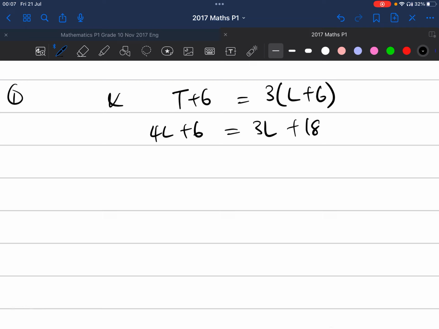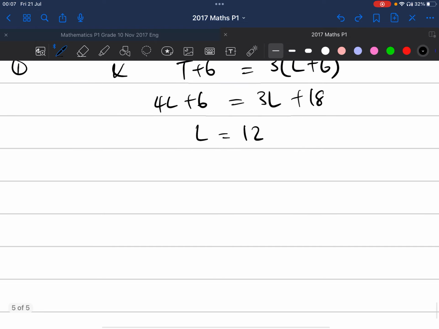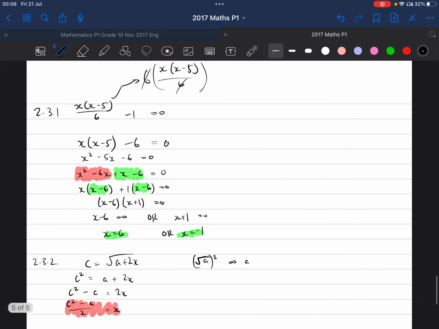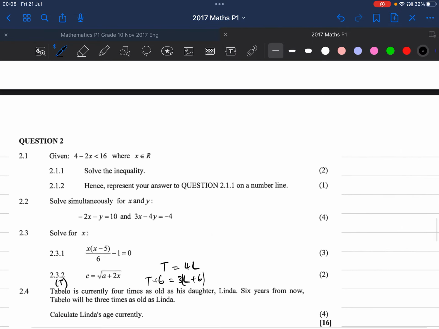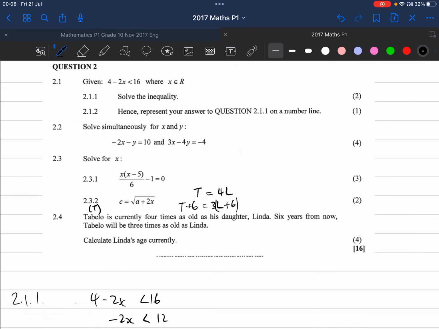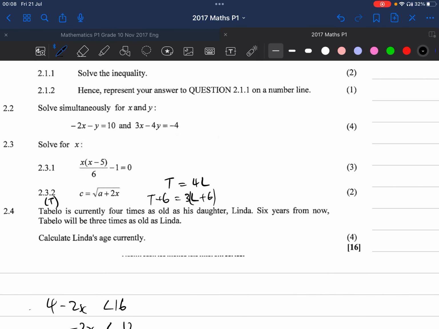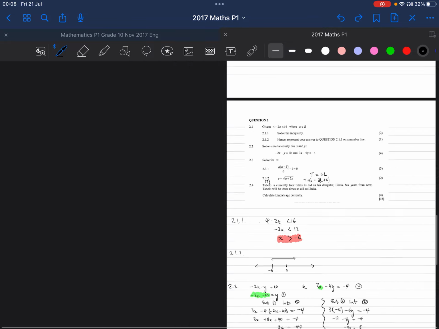Okay, and then I can now group my like terms and solve for L. So I just moved 3L to that side, and I moved 6 to that side and made it negative. So 18 minus 6 is 12. That means, therefore, Linda is currently 12. Okay. And again, you can try and think about this in your head. Now, if you get an answer, test it out and see if it makes sense. So if Linda is currently 12, how will that make sense? We'll put it into the scenario and then see if that makes sense.